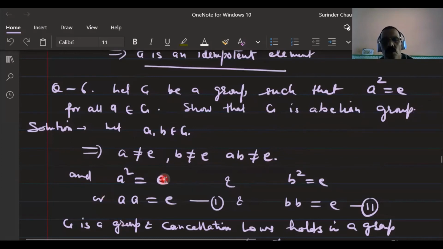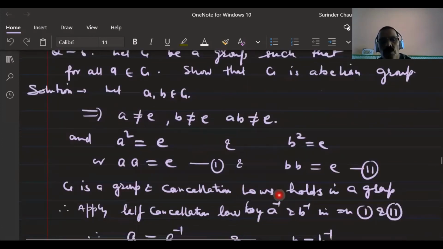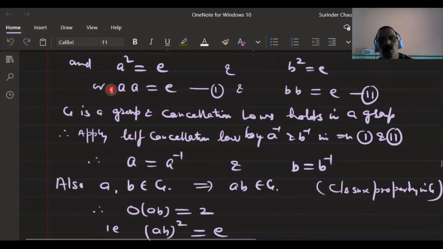Given is A square is equal to E, B also belongs to G, B square is equal to E, and A square is equal to A into A is equal to E, B is equal to B into E. G is a group, therefore the cancellation laws hold. Apply left cancellation law. Because of B inverse, E inverse, we got A is equal to A inverse, into A and the inverse law, A inverse A is equal to E. So A inverse into E is equal to A inverse, E inverse implies B is equal to B inverse.